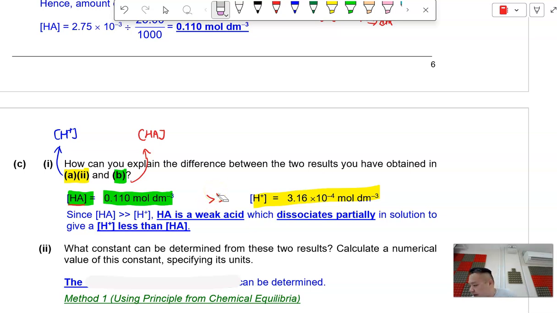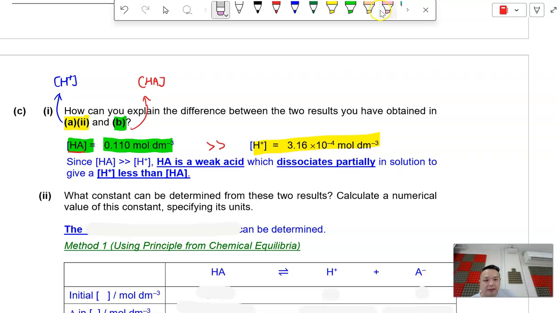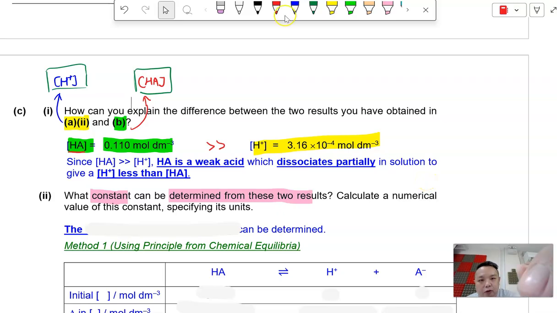We move on to C part 2. In C part 2, the question asks, what constants can be determined from these two results? So what have we got so far? We have the concentration of H plus. We also have the concentration of HA. What constant? So think about it. The only constants that you learn in this topic are your acid dissociation constant, base dissociation constant, and Kw.